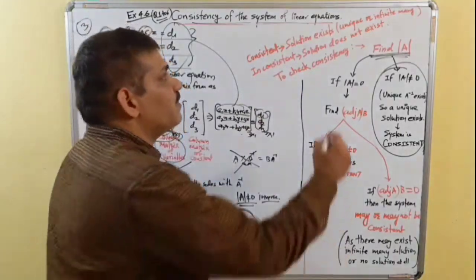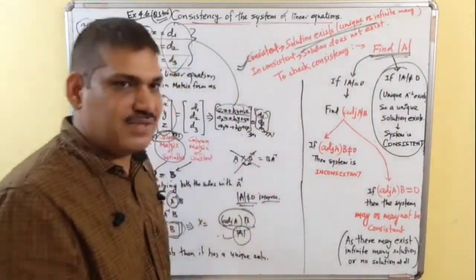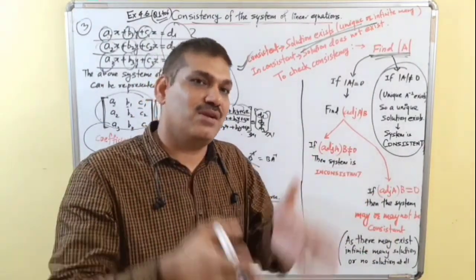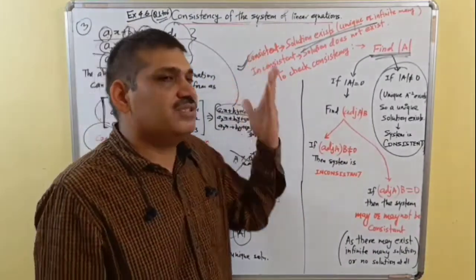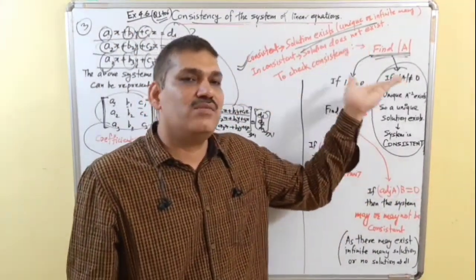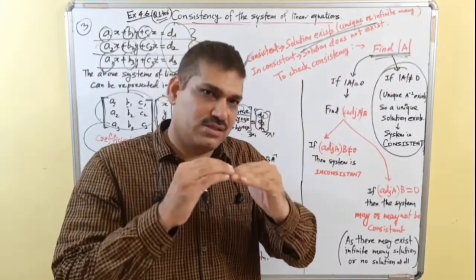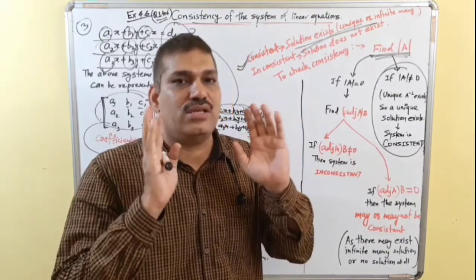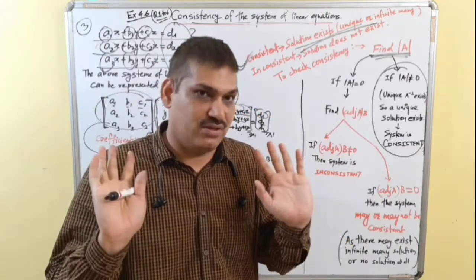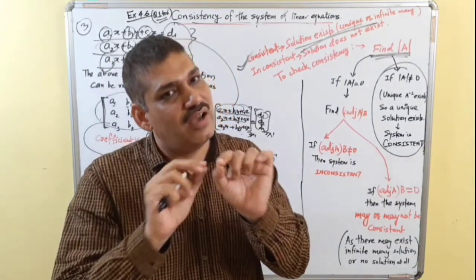Consistent means the solution exists. If the solution of the given system exists, meaning if there is such a value of x, y, z which satisfies all the given equations simultaneously, then the system is said to be consistent. And if there is no solution of that system of linear equations, then it is inconsistent. Consistent means the solution exists, whether a unique solution or infinitely many solutions. Inconsistent means the solution does not exist.